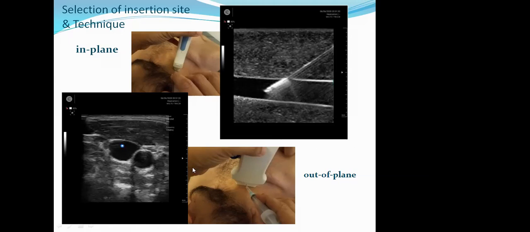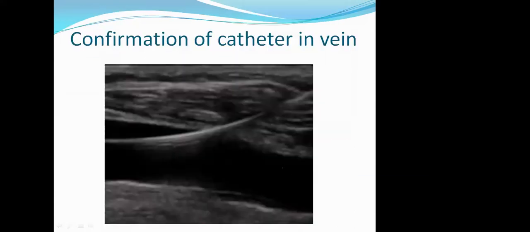Most of the operators like this technique because you can see, but again, it depends upon the practice of the operator, whichever mode he or she adopts, whether the in-plane or the out-of-plane. The main purpose is that you see the needle when it is inserting into the vein, and it should not puncture the posterior wall. The last step is that in a longitudinal plane, you will see the entire length of the catheter or the wire inside the vein.